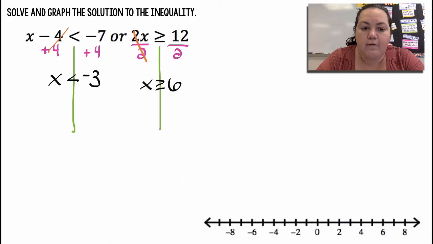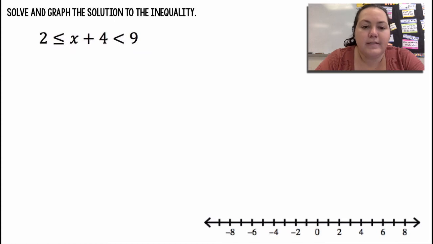So now I'm going to graph this. I'm going to go to -3, and I'm going to put an open circle. And I'm going to be shading to the left, everything less than -3. And then for the other one, I'm going to go to 6 and put a filled in circle because it has the equal to part under the inequality sign. And it's everything greater than or equal. So I'm going to shade to the right.